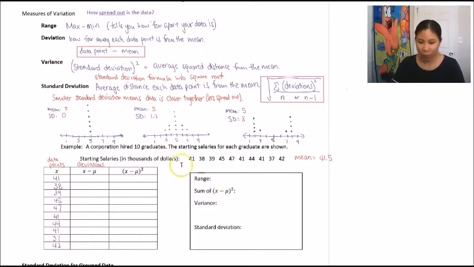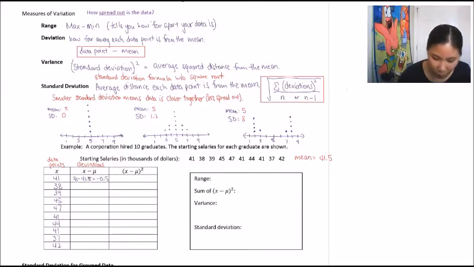So after taking each of my data points and putting it on the table here, the next column is where I actually find my deviation. So remember, the deviation formula was take each data point and subtract the mean from it. So for this first one, my data point was 41, and I'm going to subtract the mean of 41.5 from it. And when I do that, I get negative 0.5. I'm going to do this with the rest of my data points. So my second deviation is going to be 38 minus my mean of 41.5, and I get negative 3.5 from that. And I'm just going to keep subtracting our mean of 41.5 from the rest of my data points.